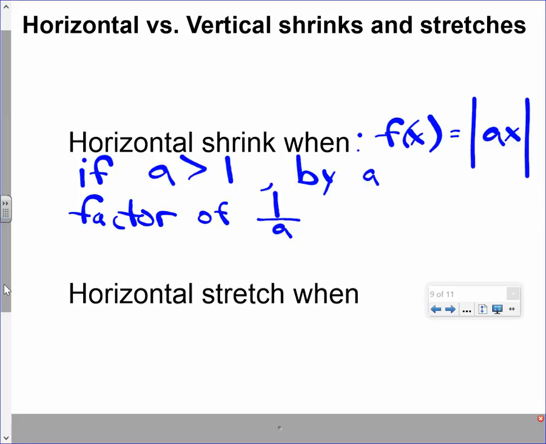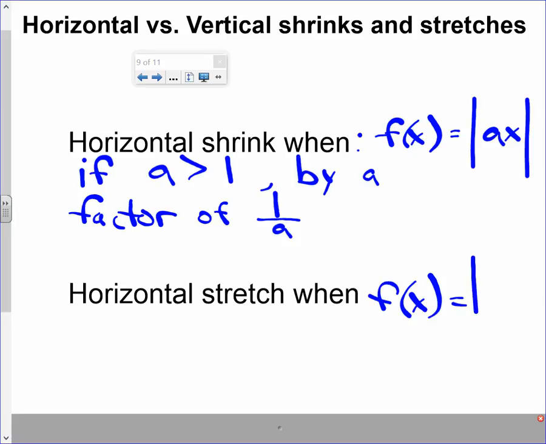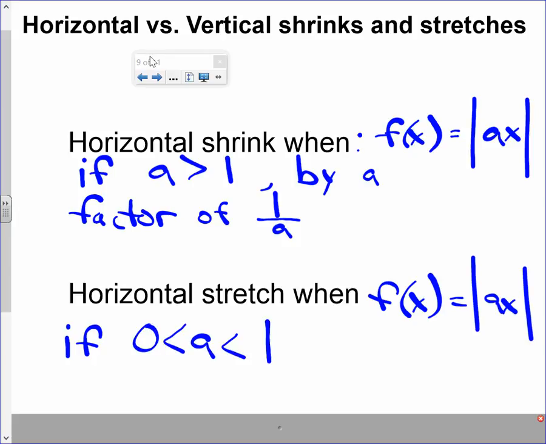Here we go. How about a horizontal stretch? What happened to the stretch? Well, f of x equals absolute value of ax when, let's describe a, if a is greater than 0, less than 1, by a factor of a.